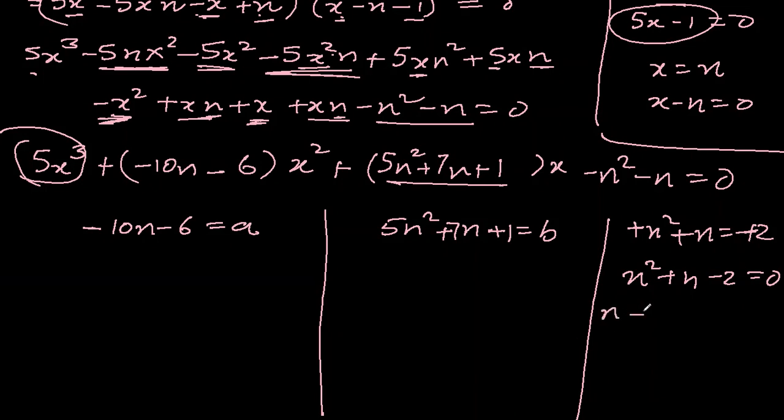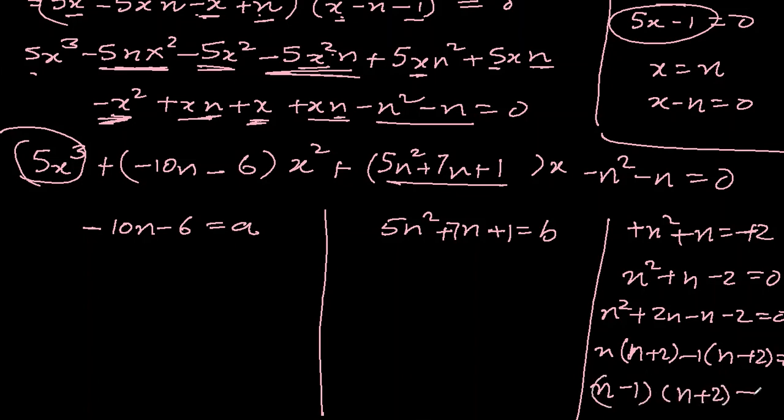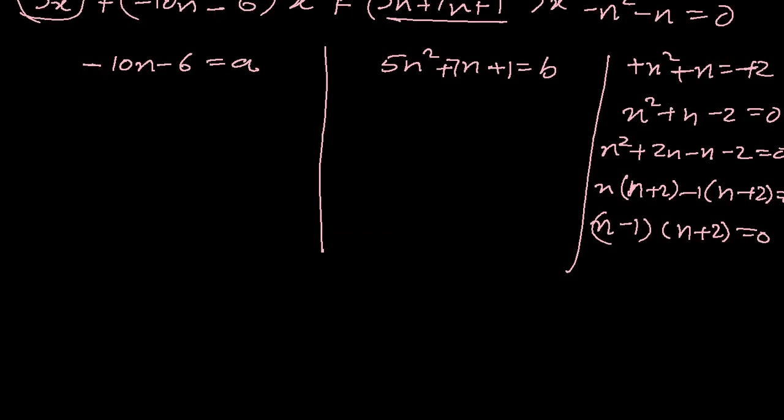n square plus 2n minus n minus 2 equal to 0, and taking common, n times n plus 2 minus 1 times n plus 2 equal to 0. So the two factors are n minus 1, n plus 2 equal to 0. So this gives us n minus 1 equal to 0, and n plus 2 equal to 0, n equal to 1, n equal to minus 2.